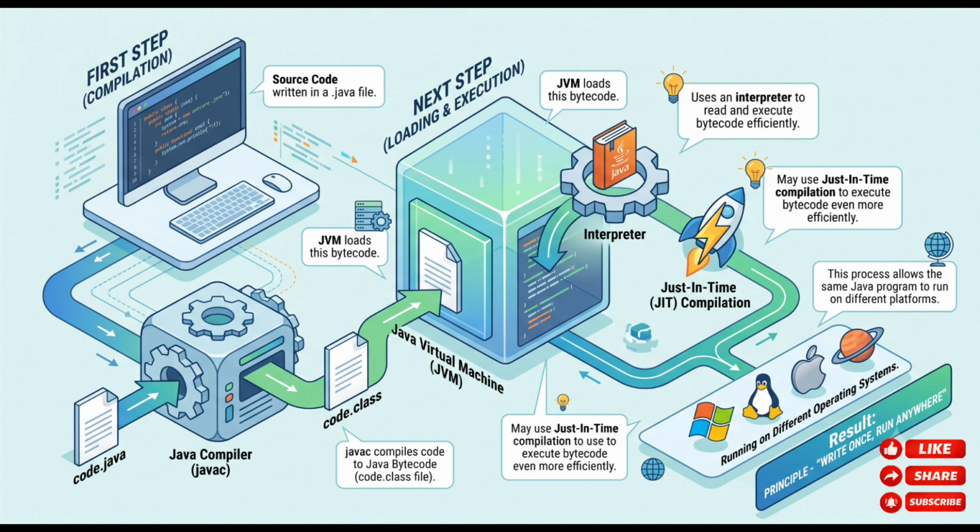Next, the Java virtual machine, or JVM, loads this bytecode. The JVM uses an interpreter, and in modern Java implementations it may also use just-in-time compilation to execute the bytecode efficiently on the operating system. This two-step process allows the same Java program to run on different platforms without changing the source code. That is why Java follows the principle of write once, run anywhere. Now, let's evaluate each option.